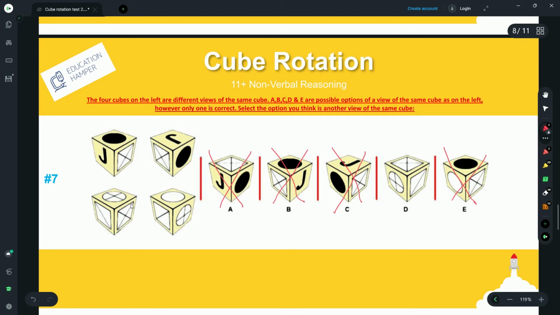And can we replicate this shape here if we twist the cube around so this circle comes on top, and this falls to this face and that falls to that face? So essentially we're twisting round in this motion. That will replicate that. So D, that's our correct answer here.